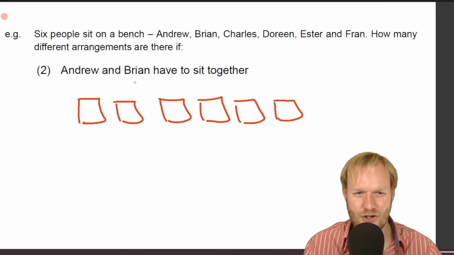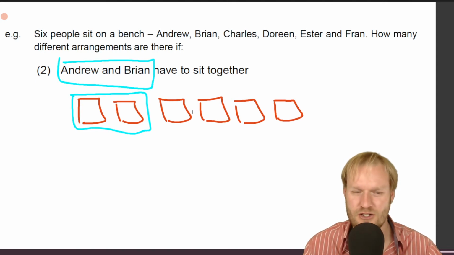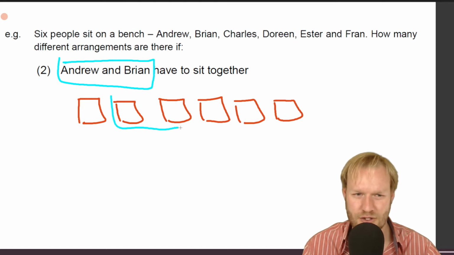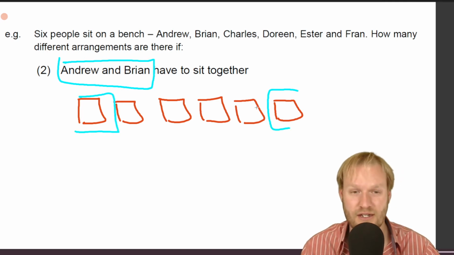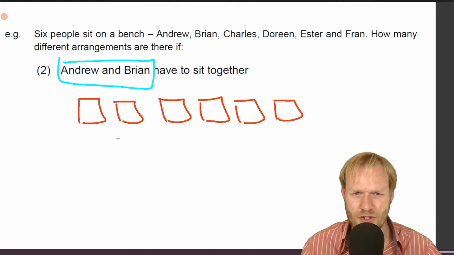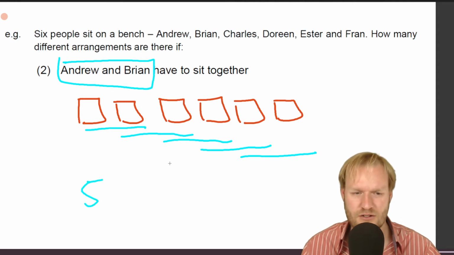So in our group of Andrew and Brian, they could sit together over there, right? So that's one option. They could sit together there, that's 2 options. Third option is they sit there. Fourth option is there. And 5th option is there. Clearly, they can't sit there and there, because they're not sitting next to each other anymore, because the seats are in a row. It would be interesting if they were in a circle. So, 1, 2, 3, 4, 5 different ways that they could sit together.